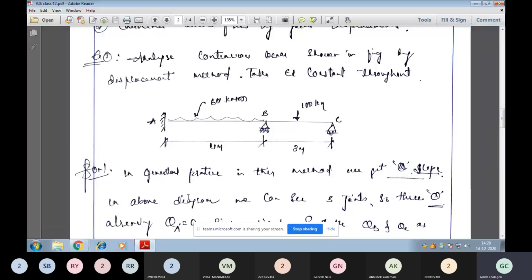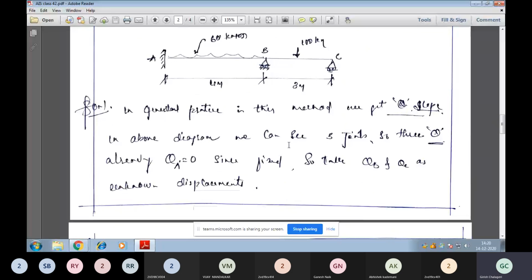Instead of going that way, we can make it still simpler by not even applying the equations of equilibrium to find the unknowns. Directly we can see that there are 3 joints A, B, C. Usually all joints will have a rotation, that is theta. But here A is a fixed joint, so rotation at A will be 0, as we have already done in the slope deflection method. Since A is a fixed end, we don't get any rotation at A, but we get rotation at B and C, which are roller supports.